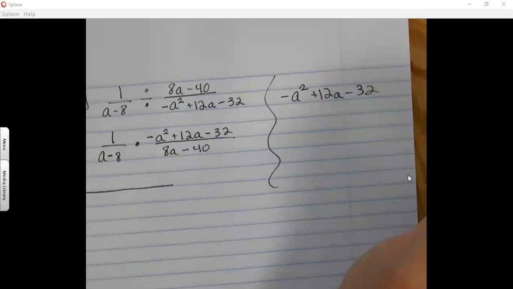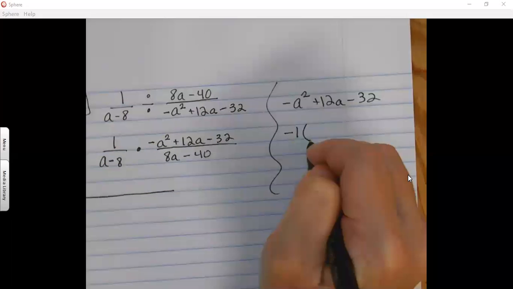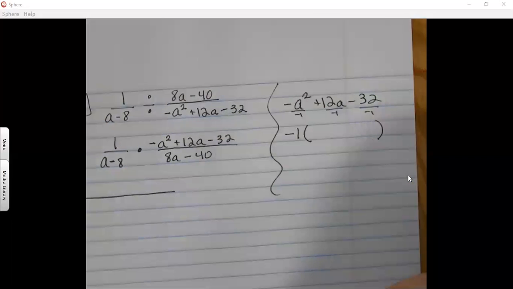So when I factor out a negative, technically negative 1 is one of my factors, okay? So I'm going to factor out a negative 1, or really just need a negative sign. When I divide every term by negative 1 to see what's left inside my parentheses, we know all that's going to do is change the signs of each term. So negative a squared will become positive a squared, positive 12a will become negative 12a, and negative 32 will become positive 32.